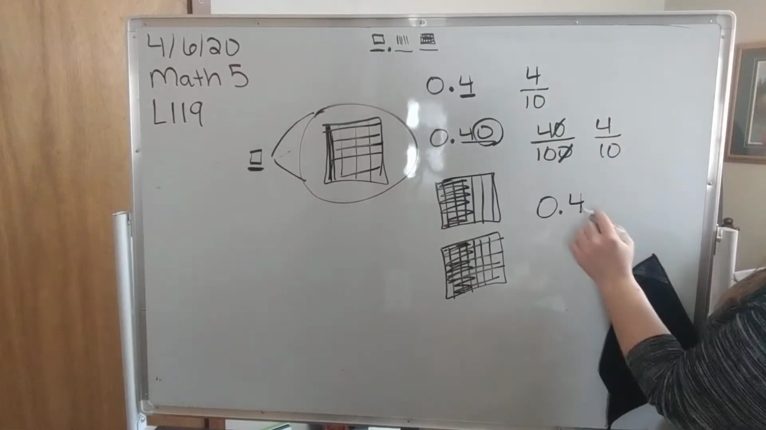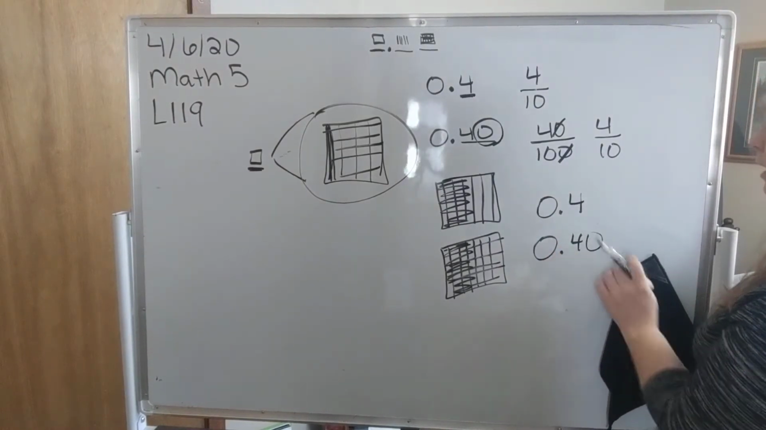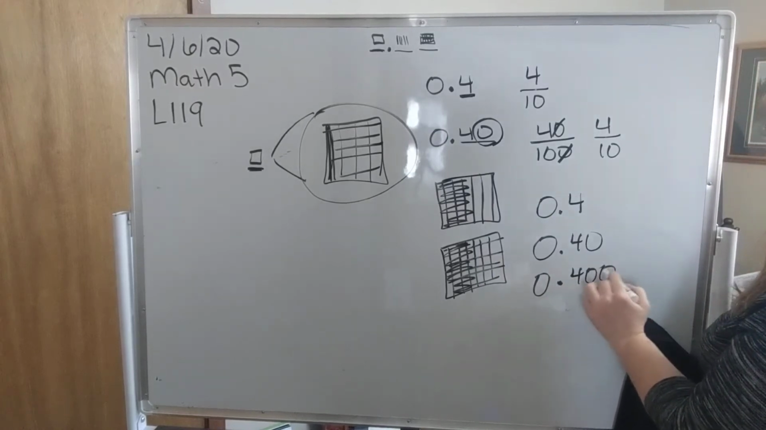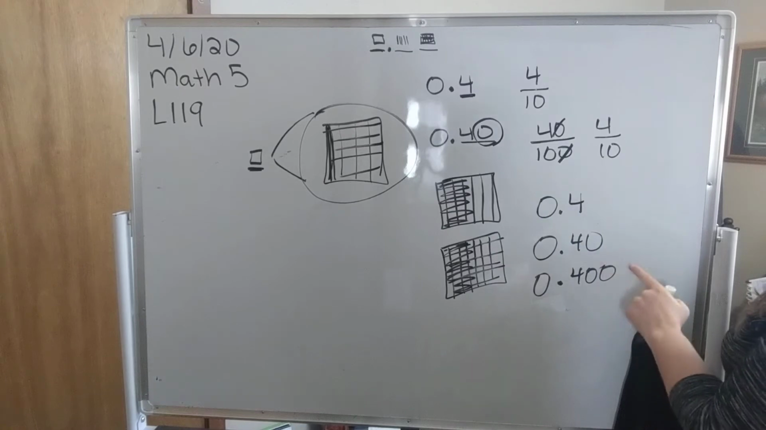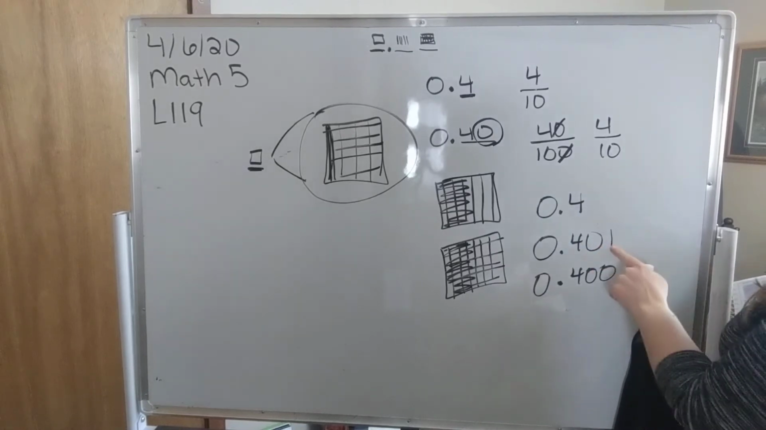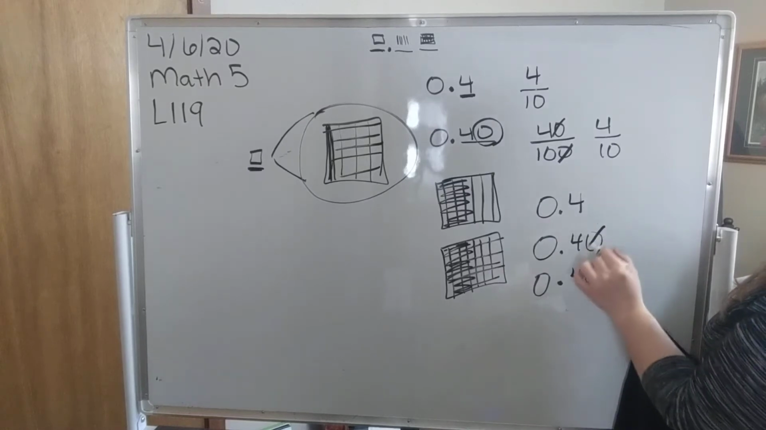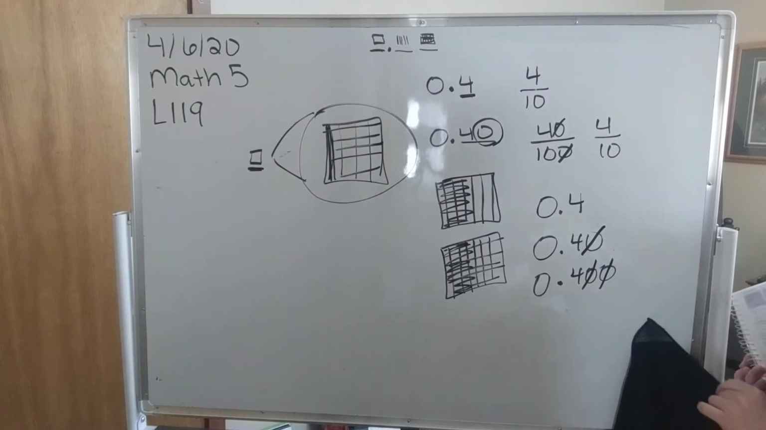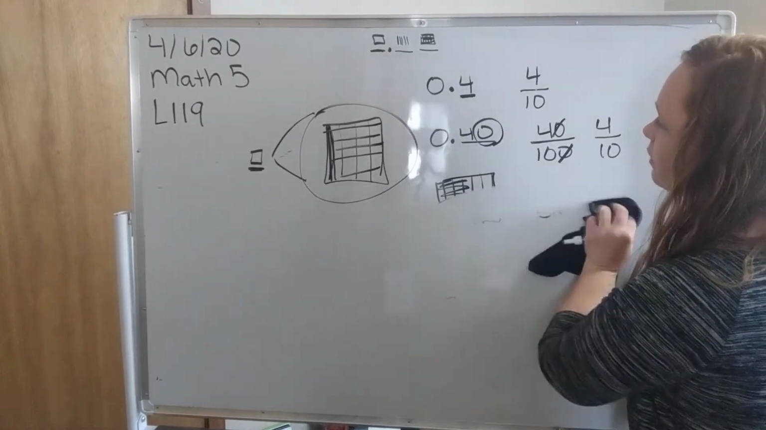0.4 or 0 and 4 tenths is the same as 0 and 40 hundredths. It's also the same as 0 and 400 thousandths. These are all the same. When we have zeros on the end, as long as there's not a number after them, we can get rid of those zeros. If there was a number there, we would not be able to get rid of that 0. But if it's just 0 on the end, we actually don't have to use those. They're equivalent and they're equal. Okay, so let's look at some decimals on the number line.